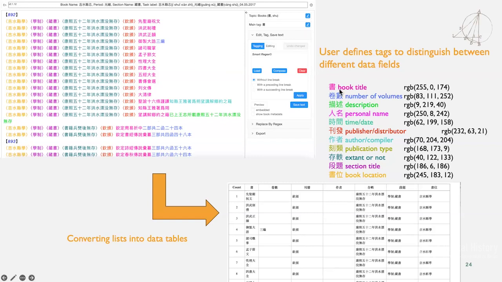And then he tagged different information, like book titles in pink, numbers of volumes in purple, and then personal names and the date when the school received this title, and then the locations, like in which school it was that this title was stored in. And then after he did the tagging, he clicked one button to transform it into a data table. And then he went through 600 lists, so he created 600 such tables, and then we combined them.